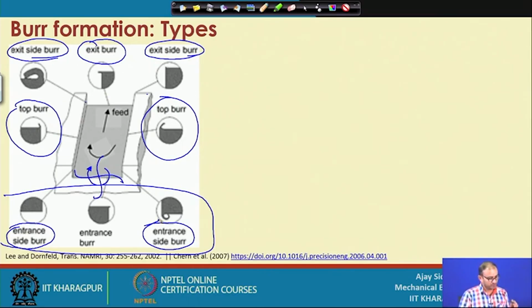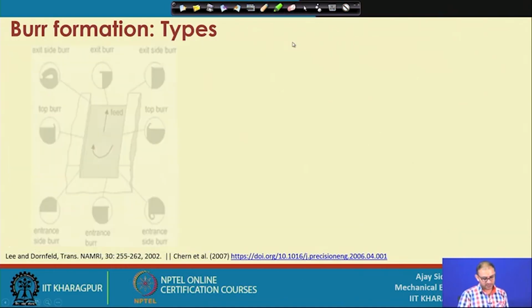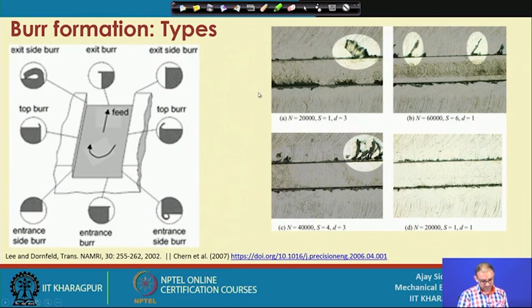These are much better definitions, because by just understanding the exit burr you understand that it is at the end of the cut, and when you are talking about the entrance burr, that is when your tool is about to penetrate into the workpiece material. Some more things are also there.